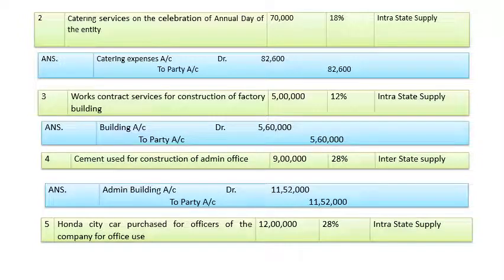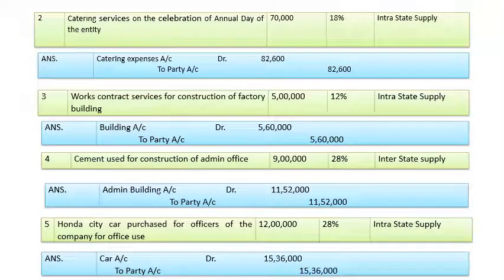In that case you have to add the GST amount into the cost price, and the entry is car account debit 15,36,000, 12 lakh plus 3 lakh 36,000, to party account 15 lakh 36,000. So this way we can pass the entry. As it is blocked, we have added the GST amount into the cost price of the car and party account is credited. So this way we can pass entries.